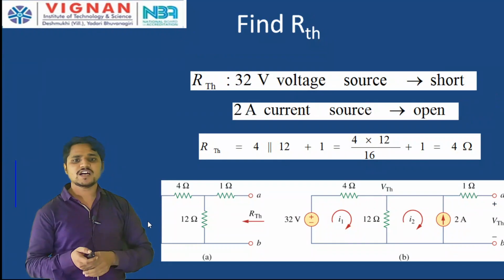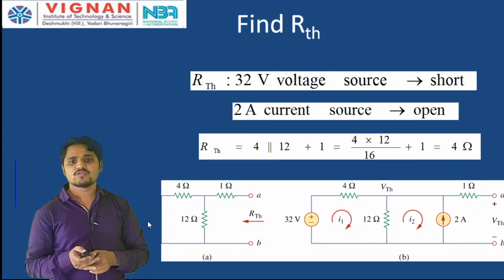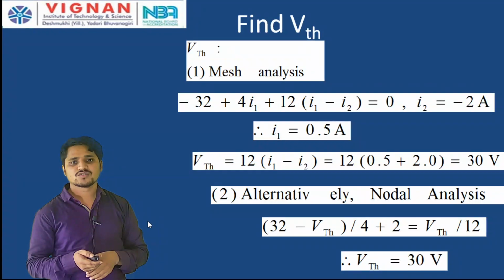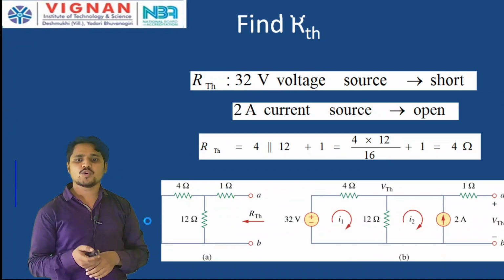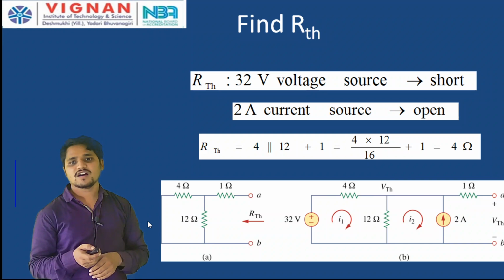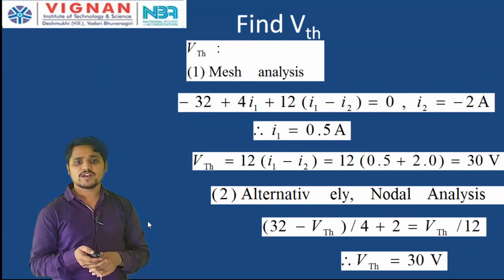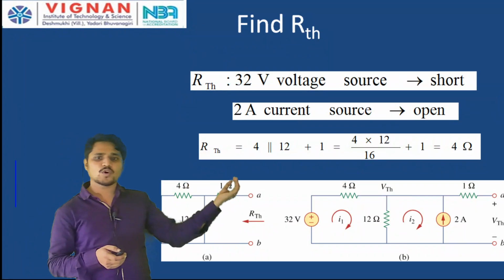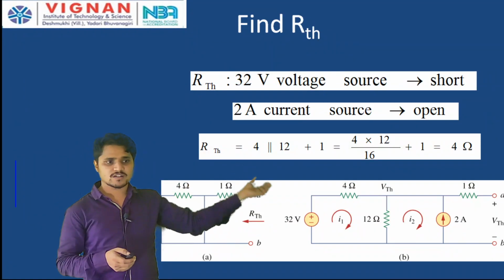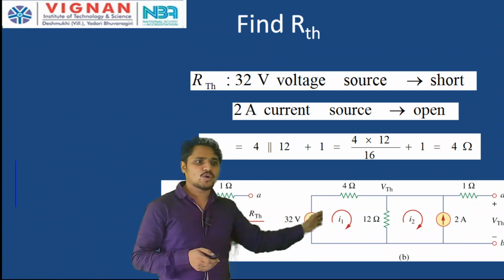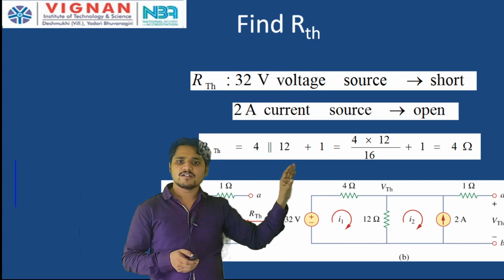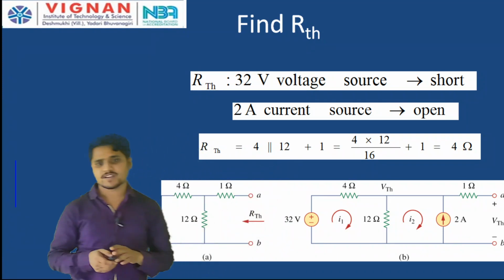So, once you get I1 and I2, it is easy to find the voltage across this, the Thevenin's voltage. That is 12 into (I1 minus I2), whatever the voltage across this 12 ohm resistor in this circuit, the same voltage will appear for the 2 ampere current source.